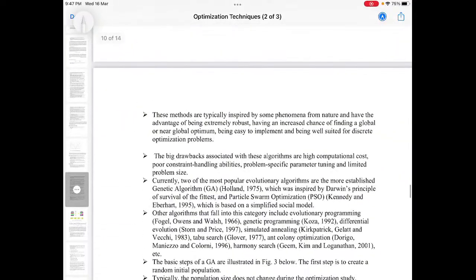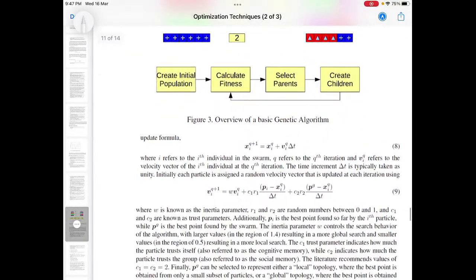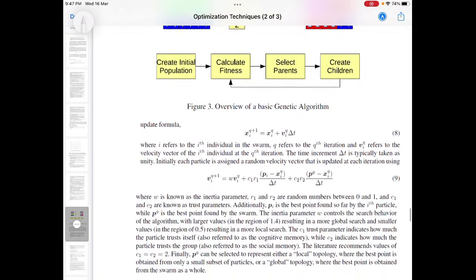So here pi stands for the best point found so far by the ith particle, while p raised to g is the best point found by the swarm. So pi is the best point found by the ith particle, whereas p raised to g is the best point found by the swarm.